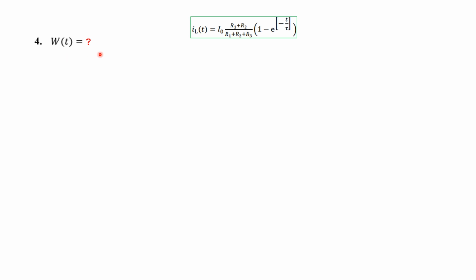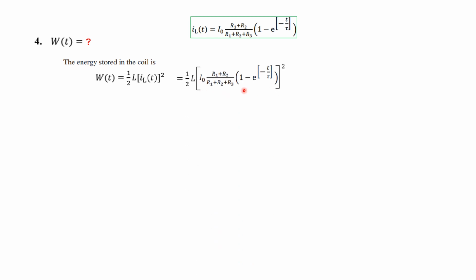Then is the energy. We know the formula for energy stored in a coil is half L i squared, so half L I_L(t) squared. We have this value of I_L(t), so we'll substitute that, so square of that, and so this is our total energy. Now the next question, or the last question, is energy at t equal to infinity.